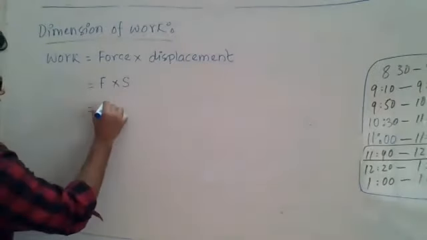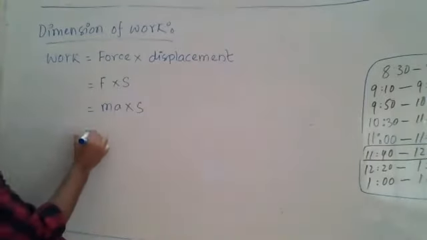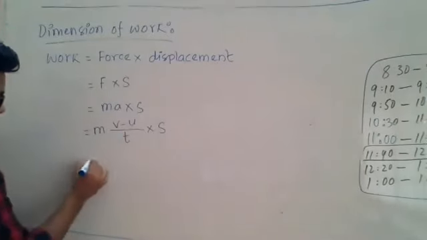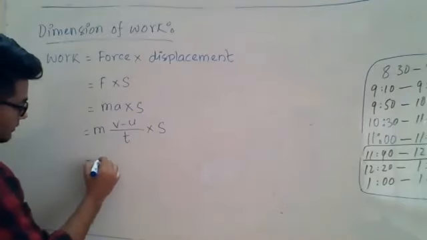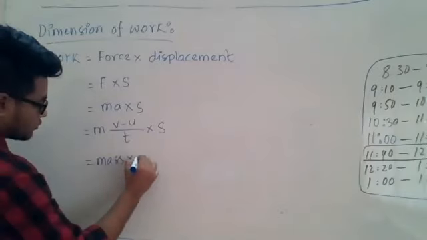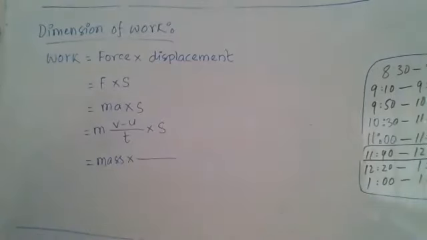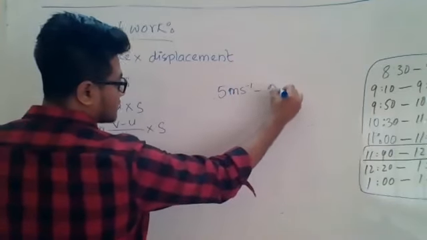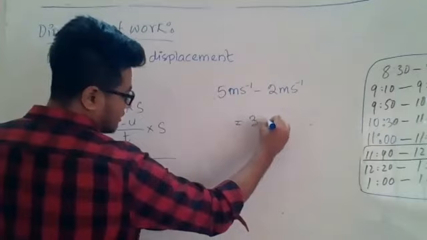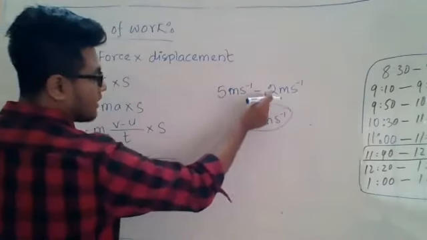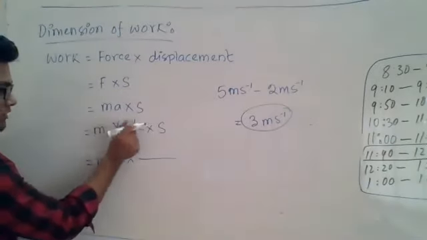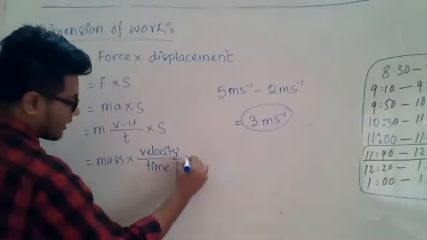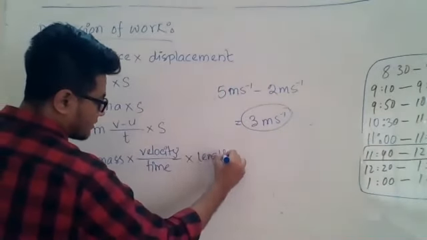Now, force is equal to, we know that, mass into acceleration, right? Now, acceleration, again, is V minus U divided by T, into S. And can I write this like this? Mass into velocity minus velocity will give me a velocity only, right? Some people have confusion in this. See, if I have 5 meters per second and I subtract 2 meters per second from it, I will get 3 meters per second. This is also a velocity. So velocity minus velocity gives another velocity. Just velocity, and this will be time, and S is displacement, so it is some length, right? I can write it as length.